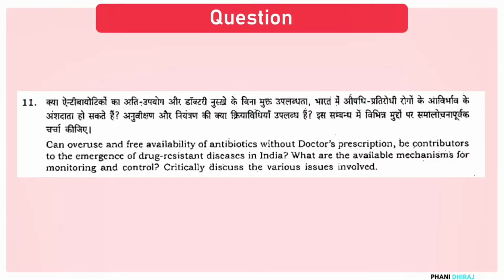Question number 11. Can overuse and free availability of antibiotics without doctor's prescription be contributors to the emergence of drug-resistant diseases in India? What are the available mechanisms for monitoring and control? Critically discuss the various issues involved. So the question they are asking you is the unnecessary and overuse of antibiotics by people.